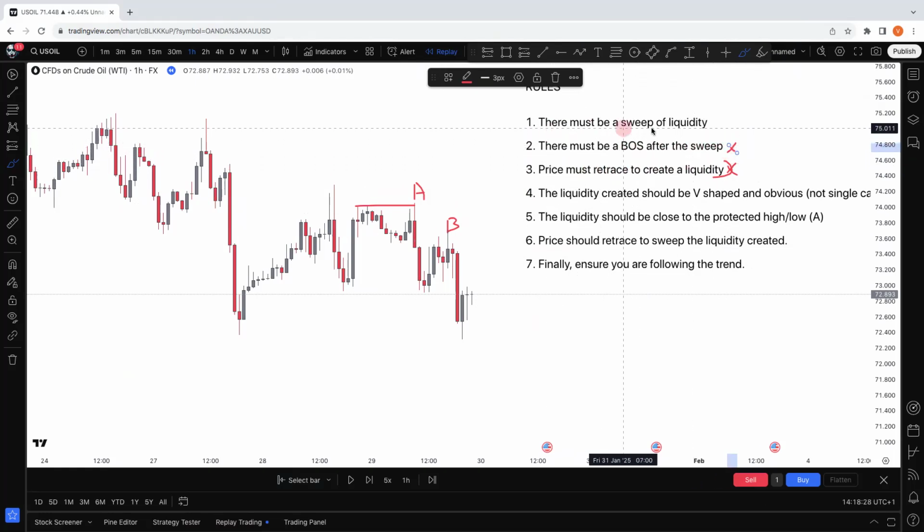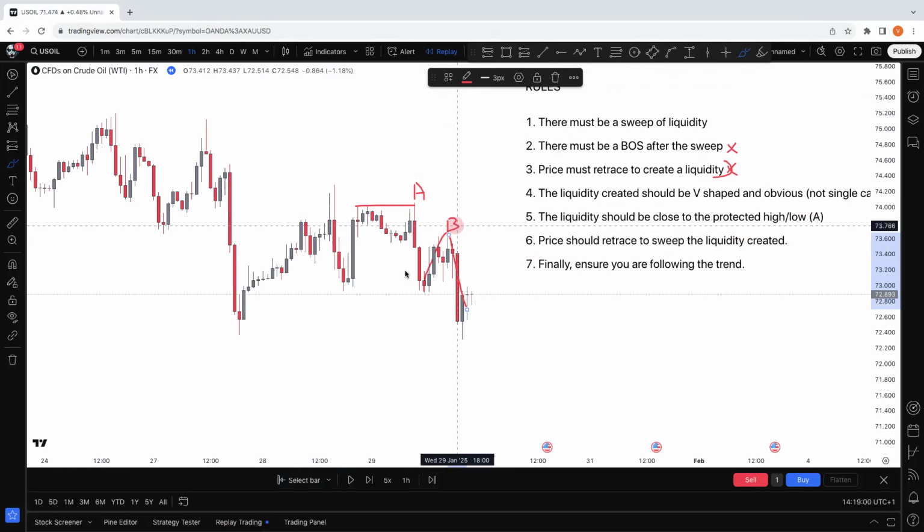So the first one said there must be sweep of liquidity. Yes, we have it. The liquidity created should be V-shaped and obvious. Yes, we have our liquidity shaped V, right? And in this case, number 5 for them becomes our number 3. The liquidity should be close to the protected high. Yes, our B is very close to our A. And then number 6, which is number 4 for model 2, says price should retrace to sweep the liquidity created.